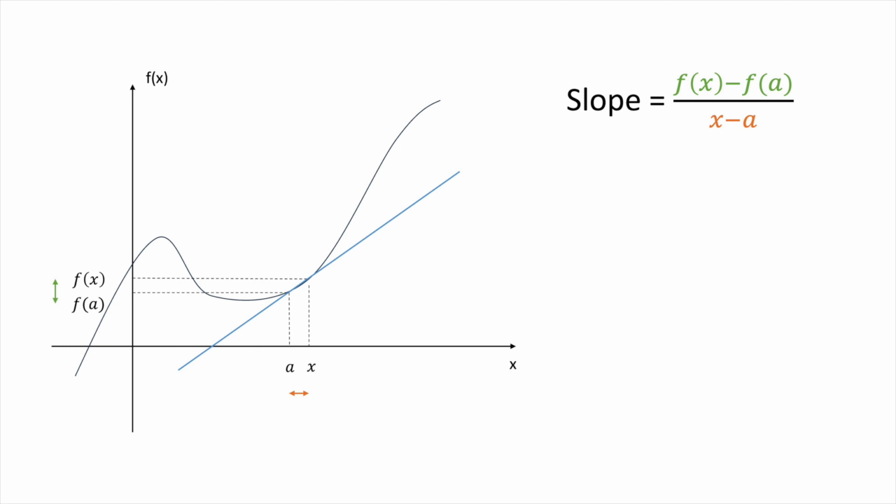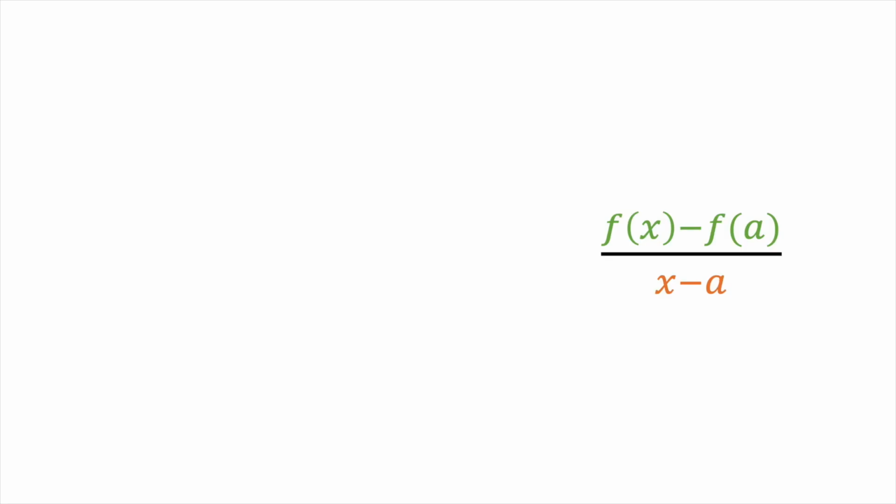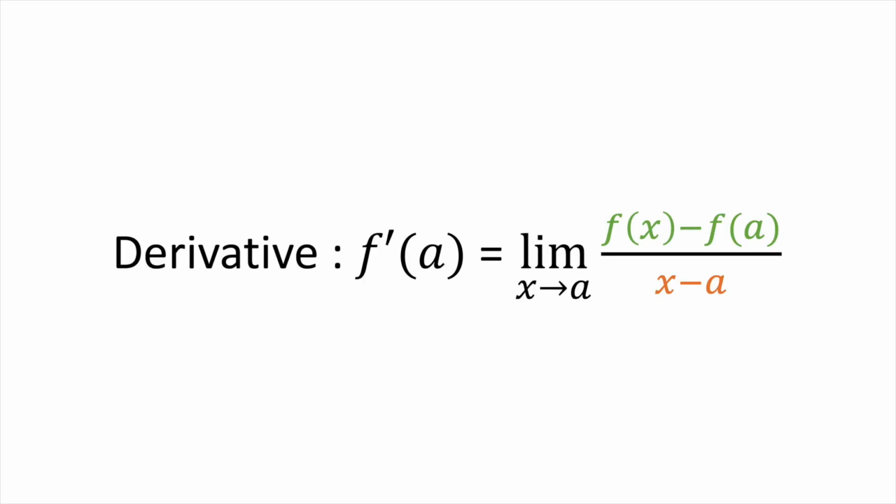Now let's bring point x closer to point a. We see that the line approaches the true slope at point a. Bringing one point closer to another is what we call the limit. We denote it lim of x arrow a, for limit of x tending towards a. Just add the limit to our formula to get the derivative, or the slope at point a.